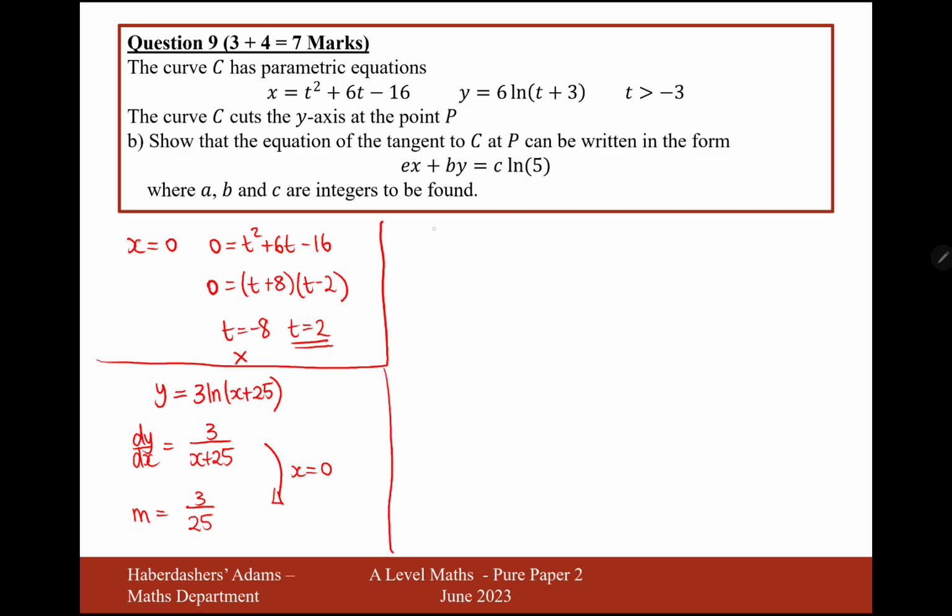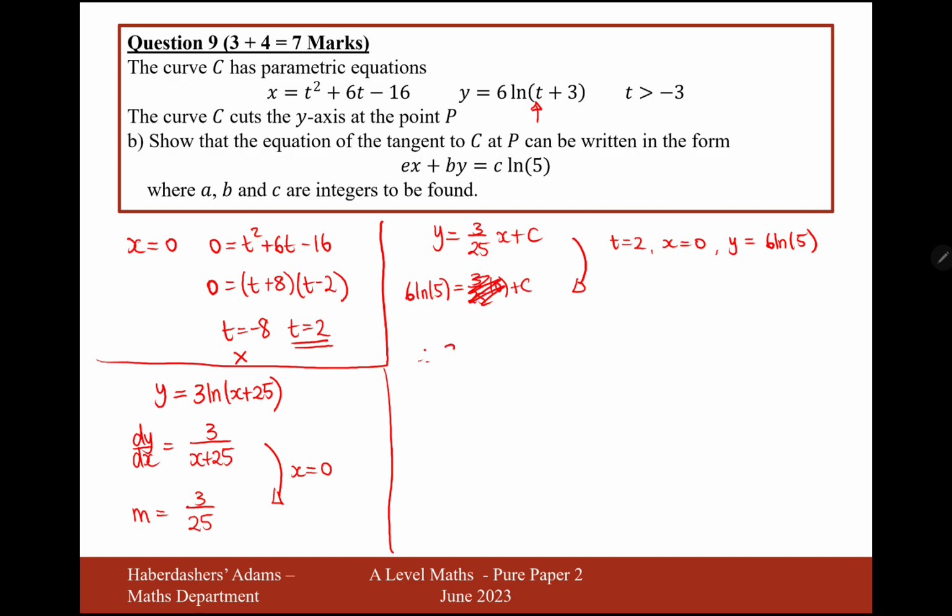Okay, so now this is the equation y equals 3 over 25 x plus c. We need to now substitute in the x and the y value. So this is where we do need the t value. t is 2, we know that x is 0, and it's going to cut the y-axis at 6 ln 5, substituting t is 2 into that point there. So we're going to get 6 ln 5 equals 3 over 25 times 0 plus c. So ignore that. c is 6 ln 5.